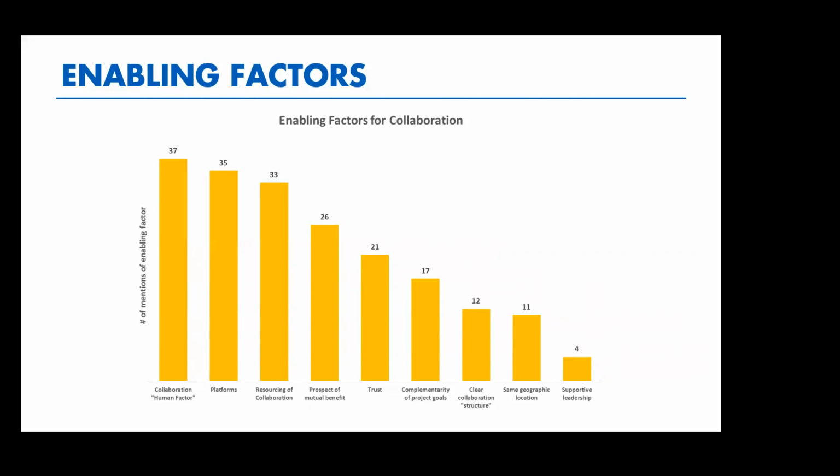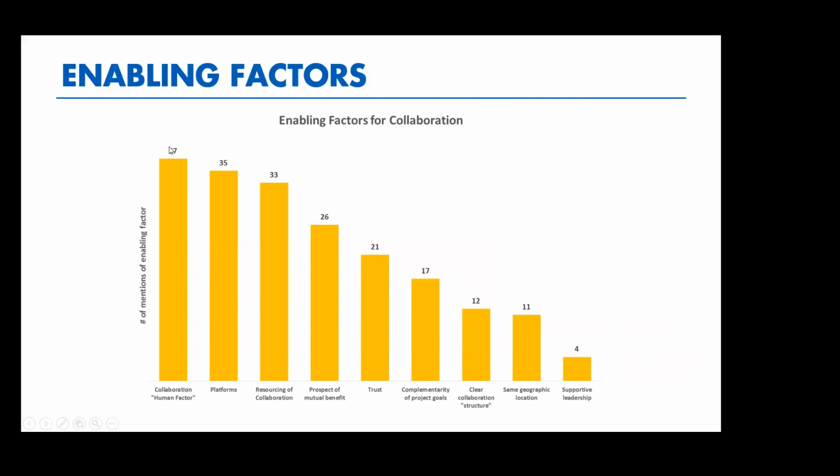Platforms for collaboration, resourcing for collaboration, a prospect of mutual benefit, so both parties benefit from the collaboration, trust or pre-existing relationships between people, a complementarity of project goals, having a clear structure for the collaboration, being in the same geographic location, so not having always to talk and plan and hold meetings remotely, and having supportive leadership, having the support of higher-ups.